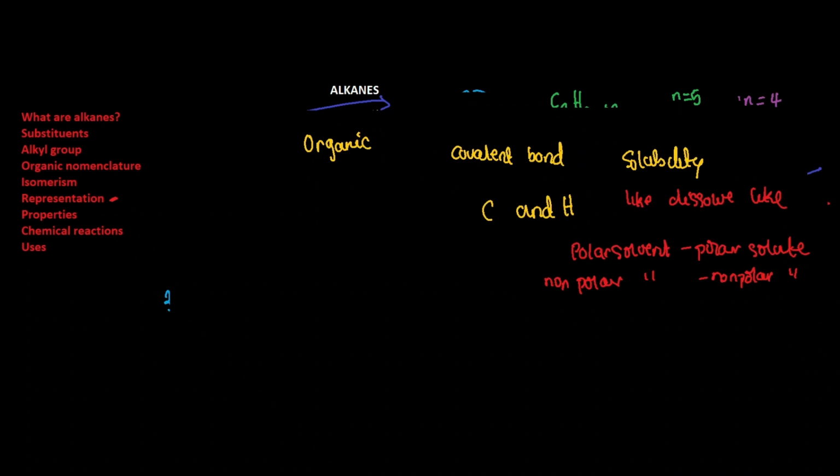Now, alkanes are covalent, and they are non-polar covalent, majorly non-polar covalent. This simply means that they are insoluble in polar solvents, and the universal solvent that we know to be water is a polar solvent. It means that alkanes are generally insoluble in water. This is one property of alkanes.